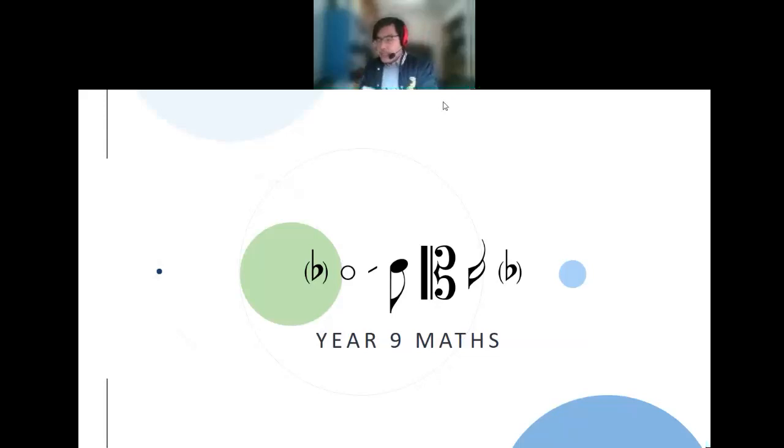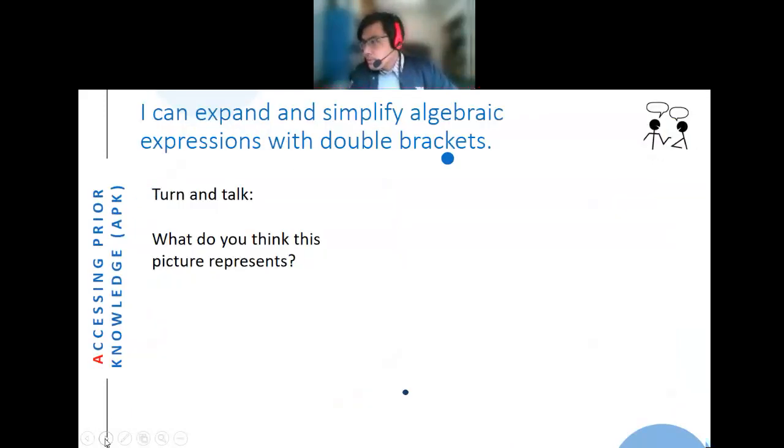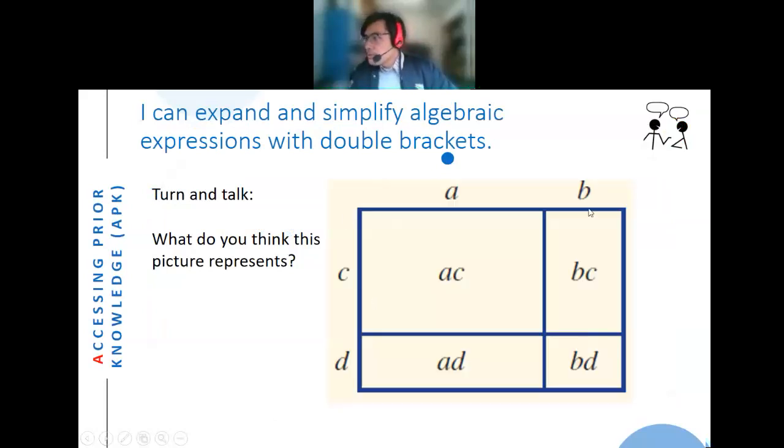So this is lesson 7. This is expanding double brackets. Our learning goal for today is that we can expand and simplify algebraic expressions with double brackets. So our APK here is this picture. And I just want you to have a quick think about it.